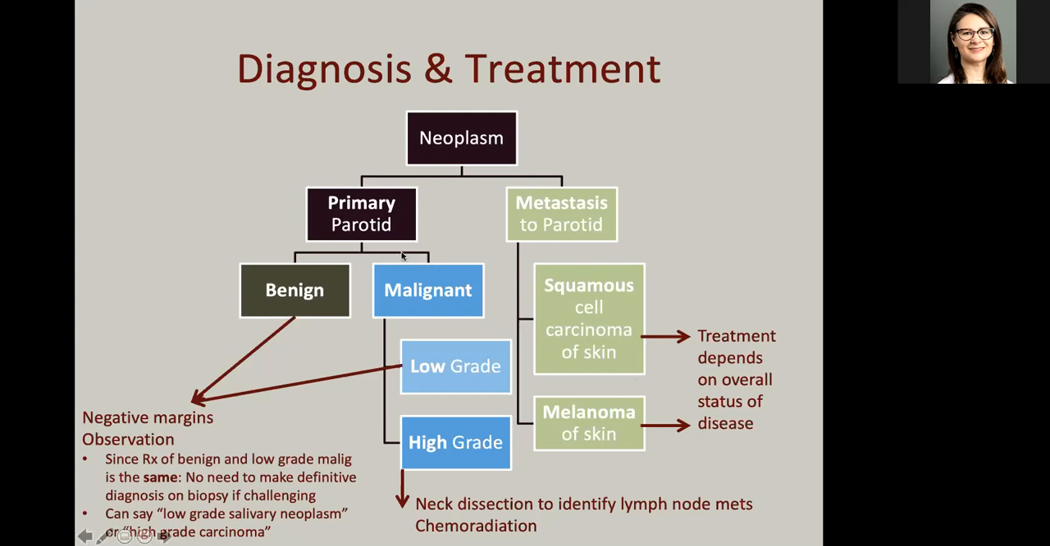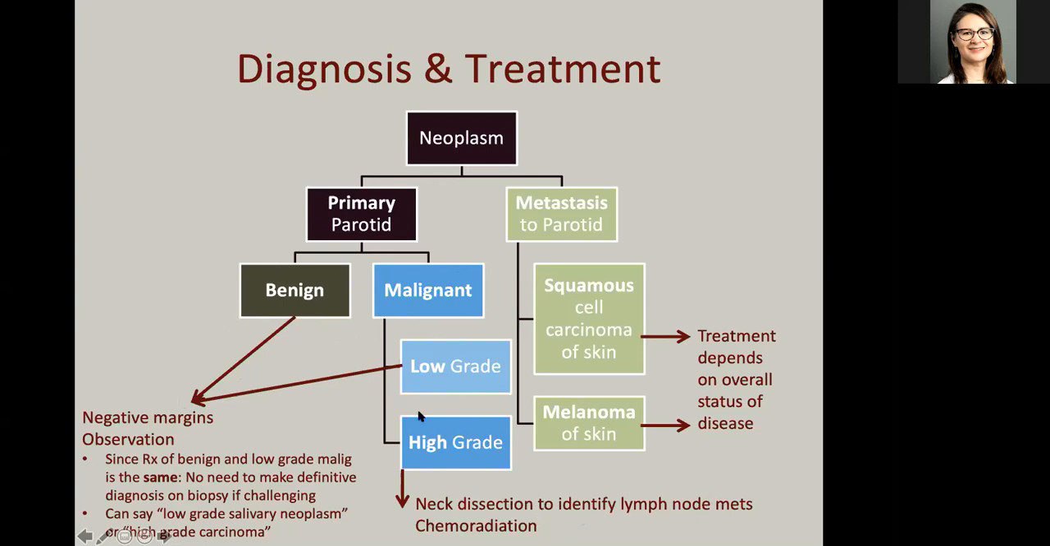If this is a primary parotid neoplasm and it's benign, like a PA, you're going to resect it with negative margins and observe. If it's a non-conclusive or low-grade malignancy, again, resection with clear margins and observation is generally treatment. And so we pathologically realize that for a low-grade salivary carcinoma, you're probably not going to be doing a neck dissection. Whereas for a high-grade salivary carcinoma, you probably will be doing a neck dissection, potentially followed by some other kind of adjuvant treatment.